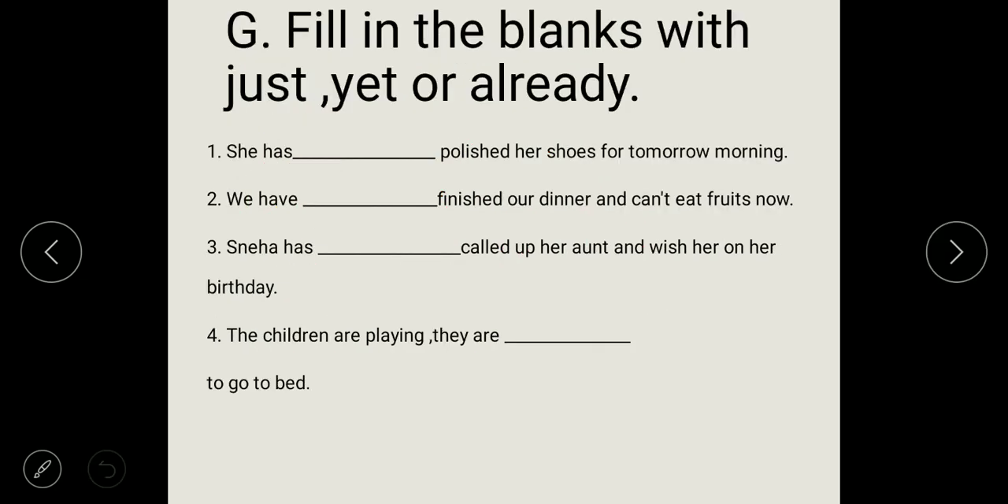Now fill in the blanks with just, yet, or already. I told you that yet is used in negative sentences and questions. Already is used to express an action that happened earlier than expected, and just is used to indicate a very short time ago. Now complete this. First one: she has already polished her shoes for tomorrow morning.